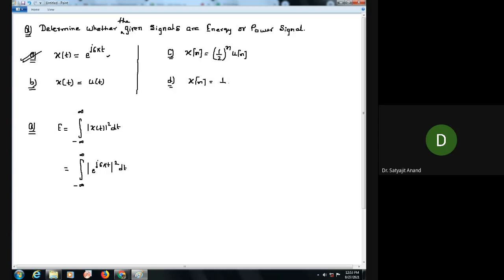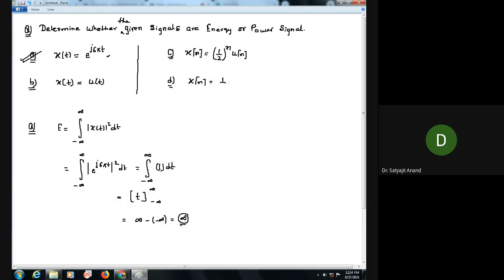And the mod of this complex quantity, cos 6 pi t plus j sine 6 pi t, if you take the mod, gives you under root cos square 6 pi t plus sine square 6 pi t, and that value is 1. So simply I may write the integral from minus infinity to plus infinity, this mod gives you 1, dt, and if you integrate, that gives you t. Apply this limit minus infinity to plus infinity. So this is infinity minus minus infinity, that gives you twice infinity, that is infinite.